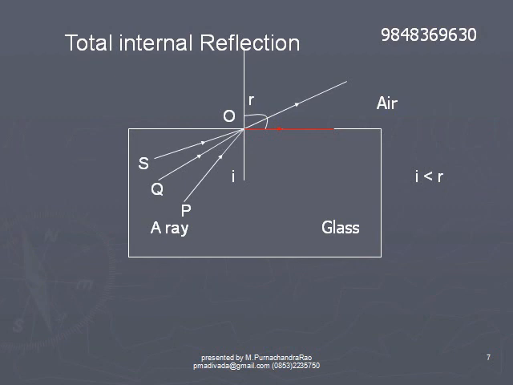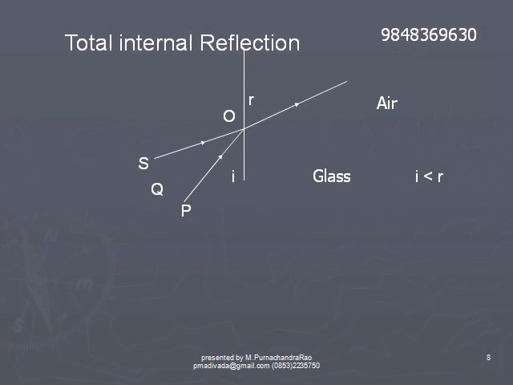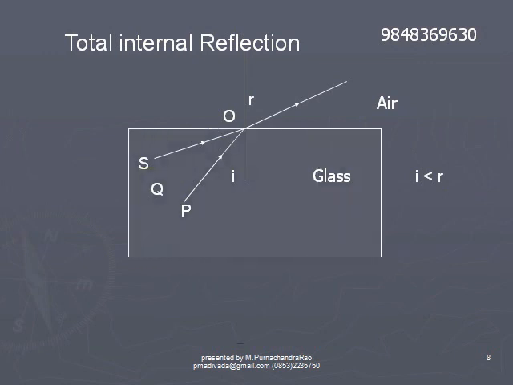So for a particular angle of incidence, the ray should pass along the surface of separation. Let us consider QOB such a ray, the ray for which the emergent ray travels along the surface of separation. So the angle of emergence is 90 degrees. Now the angle made by QO with the normal, let us call it C, is known as the critical angle. This angle for which the angle of emergence is 90 degrees is known as the critical angle.